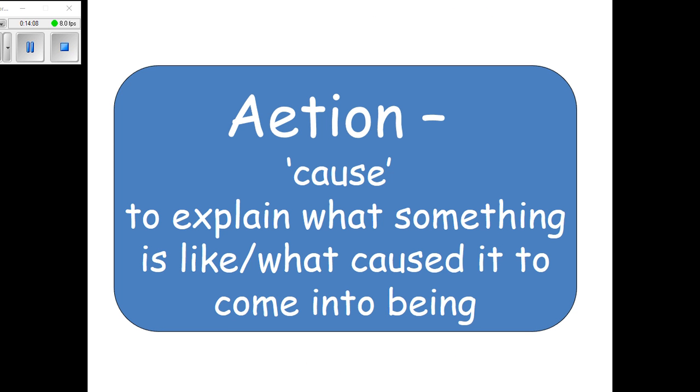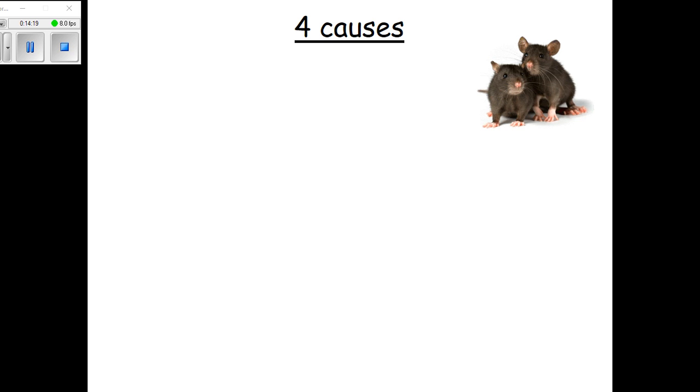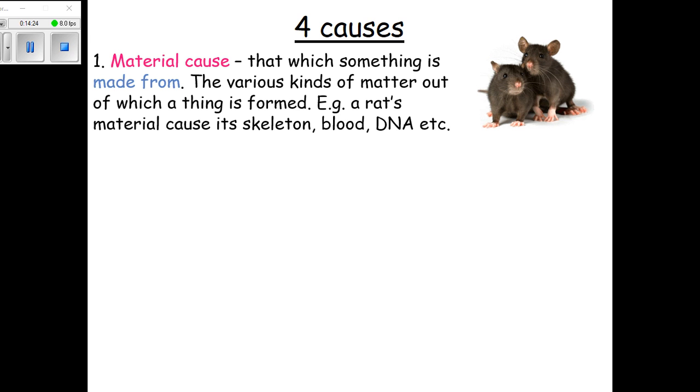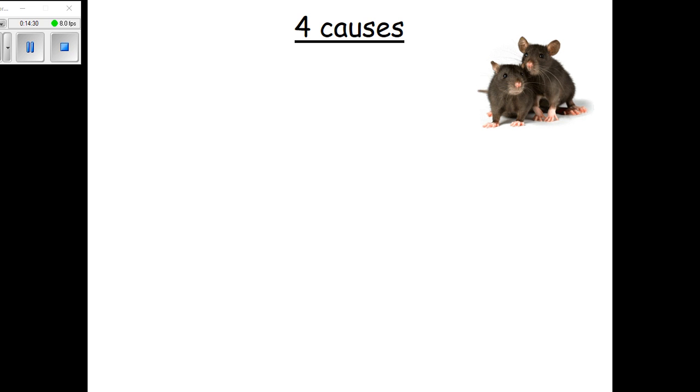So this is a Greek word called aition, and this means cause. Okay, so to explain what something is like or what led to its existence. So we've looked at these already, but Aristotle says there are four causes. Okay, so let's look at the four causes of a biological substance. So let's look at a rat. Okay, it could be a human, it could be a cow, it could be a tree, it could be anything. Let's look at a rat.